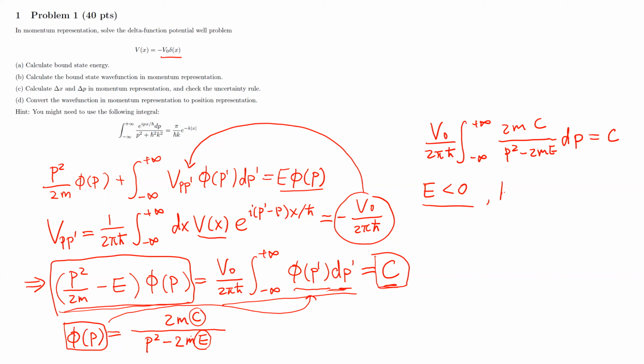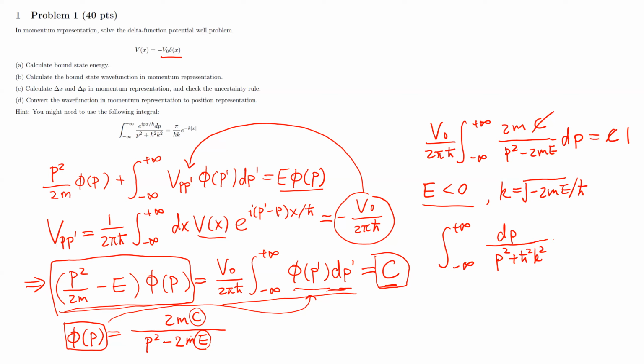So we can just use k equal to the square root of minus 2mE over h bar. Okay, so in this case, if you cancel this C to 1, what we need to do is integrate dp over p square plus h bar square k square. So we're using k to replace E.